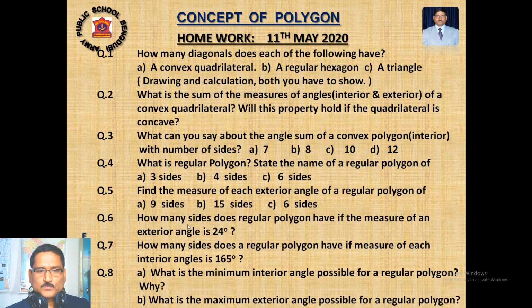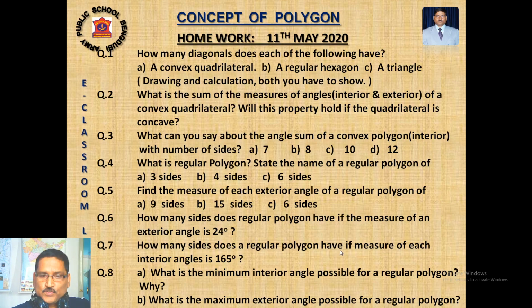Okay. How many sides does a regular polygon have if the measure of the exterior angle is given? I told you earlier also, if we divide 360 degrees by the angle, then you will get the number of sides, and if you divide it by the sides, you will get the measure of each exterior angle. Same way for interior angle, follow this formula and you will get the number of sides.